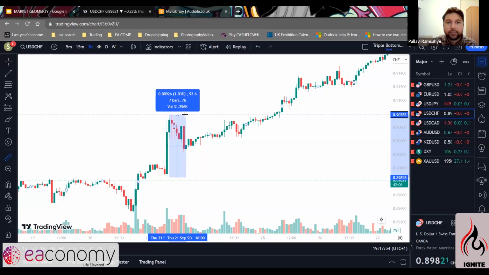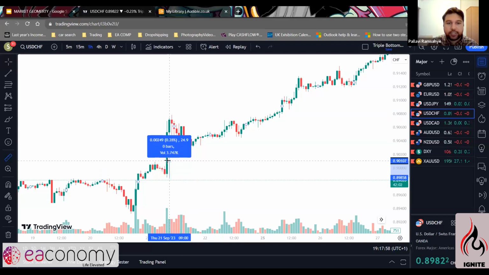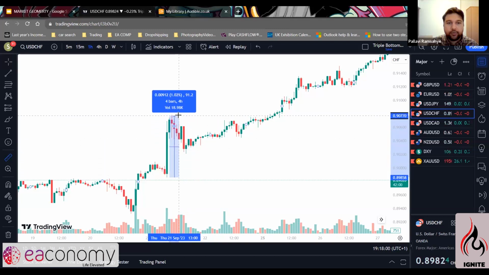So the way I'm looking at this is I'm taking the impulsive move, as you can see here, this impulsive move, right? I'm placing my ruler, and the way to calculate that 50% rule, it gives you the line automatically. So it gives you that line here as a 50%. And as you can see, price retraced all the way down here and broke that 50%, if everybody can see that.